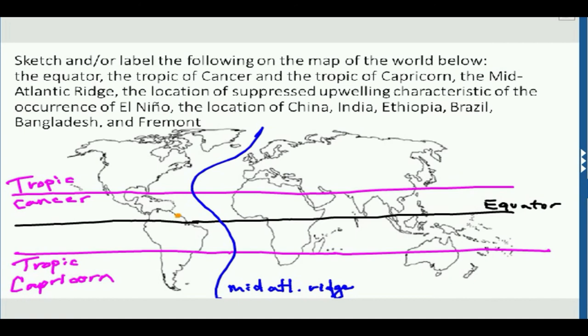Let's see, we've got Brazil here. We have Ethiopia right here. China over here. India right here. Bangladesh. Fremont, this is kind of a joke. Fremont is the place that they always talk about in the FRQs.